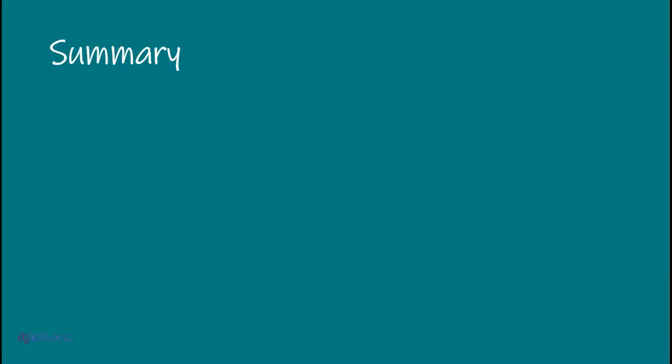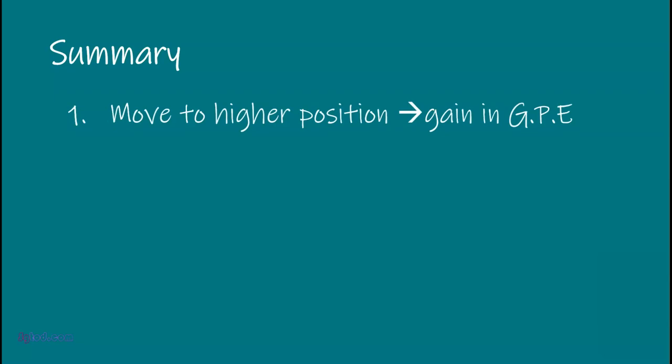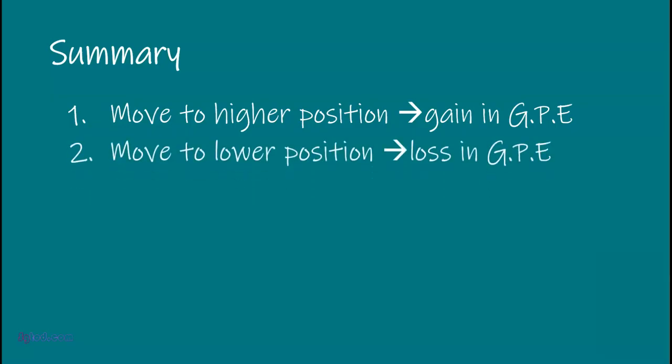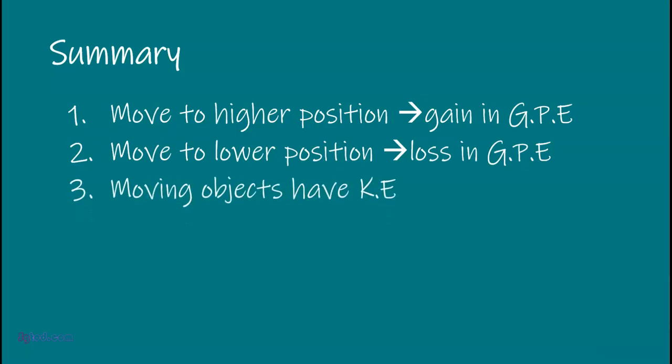Now let's summarize the concepts. First, when an object moves to a higher position, it will gain in gravitational potential energy. When it moves to a lower position, it will lose gravitational potential energy. When the object is moving, it must have kinetic energy for it to move. Hence, in the entire process, energy is converted accordingly because the principle of conservation of energy states that energy cannot be created nor destroyed. It can only be converted.